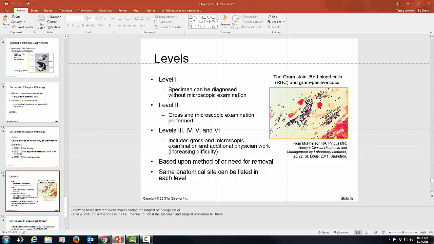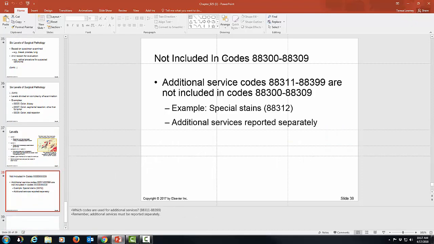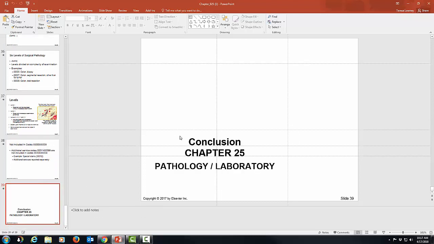All of your reports will say it's a level 1, level 3, level 4, level 5, or level 6 in your path report. Not included in these codes are additional service codes for special stains that have to be done, or additional services, which are reported separately. Okay, there we have it.